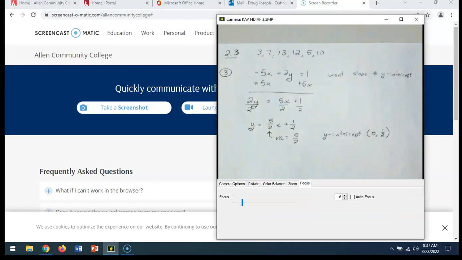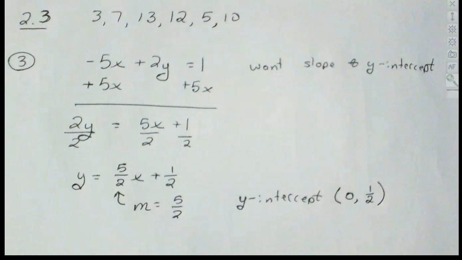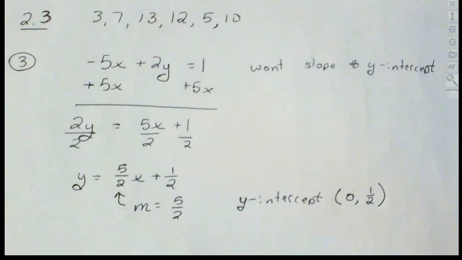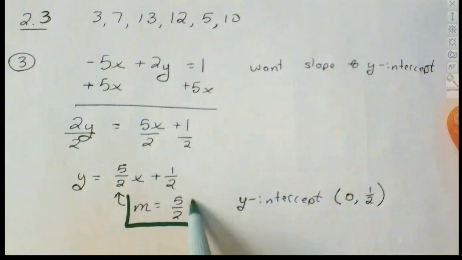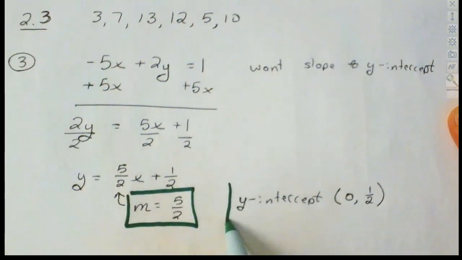Let me adjust the focus a little bit more. Try to get it as best as I can. I think that's a little bit better. Okay, it looks a little clearer there. So when you write your y-intercept, you want to make sure that it's 0, b, and that b is that number on the end there. So there's your slope, and there is your y-intercept. And that's what they wanted on question number 3.